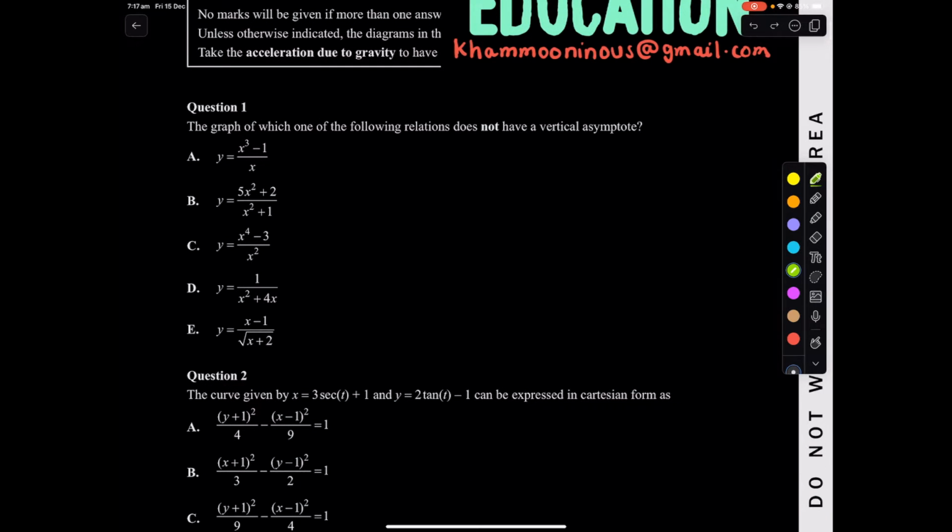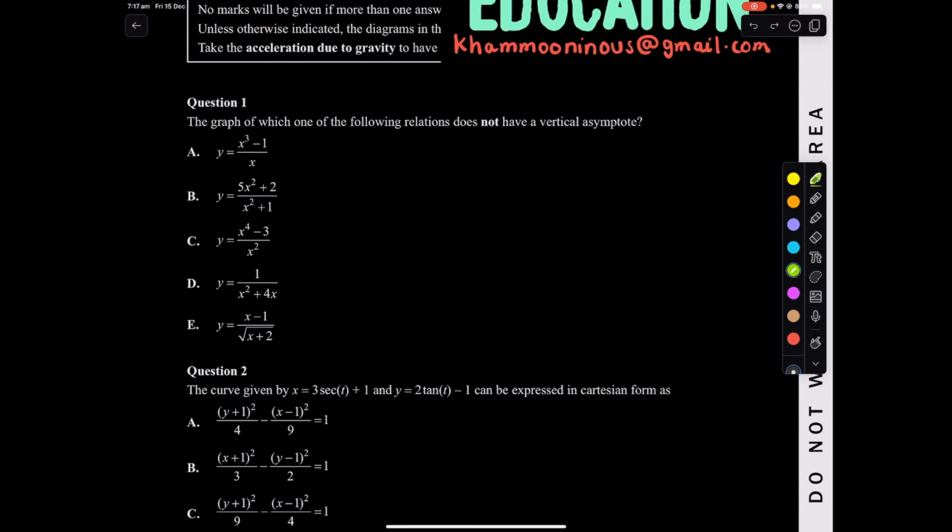Question 1. The graph of which of the following relations does not have a vertical asymptote? Okay. Normally, to find the vertical asymptote, we always let the denominator equal 0 and we solve. If there is a real solution, hence there will be a vertical asymptote. So we need to check all of them. For example, this one: let the denominator equal 0, x equals 0 is a solution. So at x equals 0, we have a vertical asymptote. So this one does have a vertical asymptote, so that's wrong.